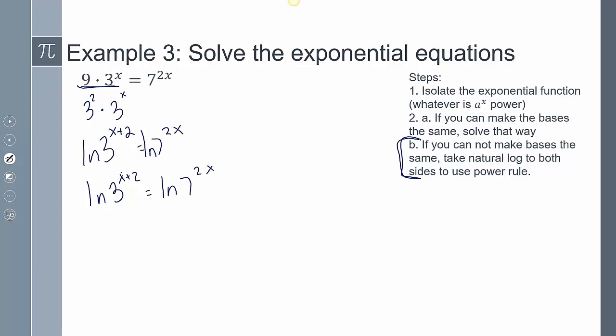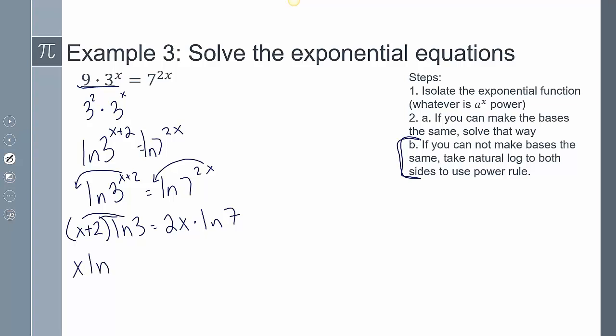Now that I have this, I can move those values to the front. And so I'm going to get x plus 2 times ln of 3 equals 2x times ln of 7. Now I got to get x by itself. I have x's on both sides. So I can distribute this ln 3 through. So I get x ln 3 plus 2 ln 3. And this is going to equal 2x ln 7.